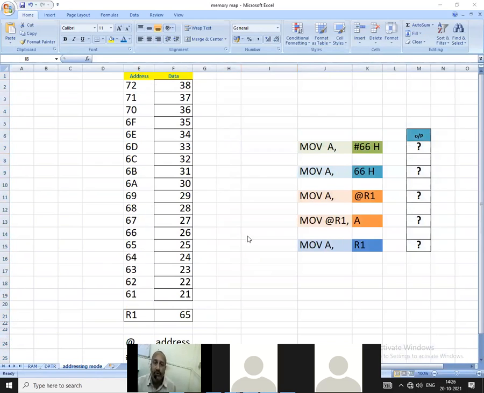So you can see the screen in front of you. Address is there, data is there, and on the right-hand side I have written a few instructions. This is a recall for you, and if you understand, you can add the answers here.